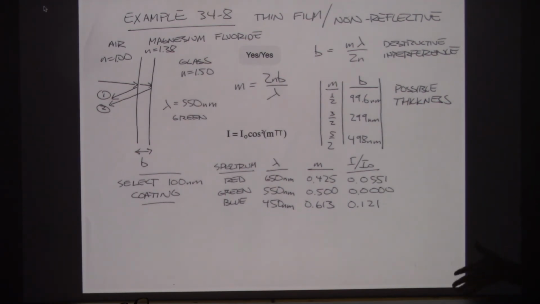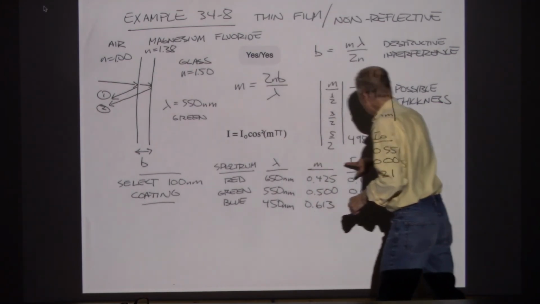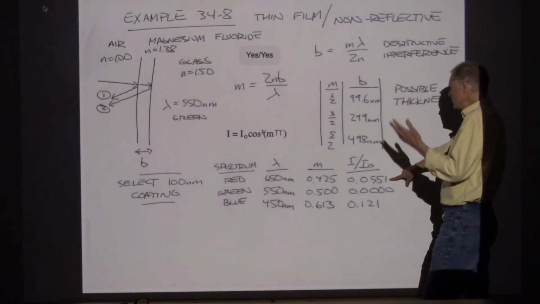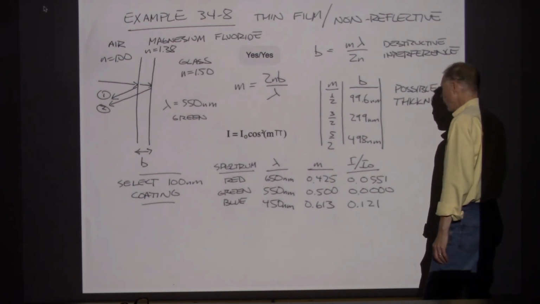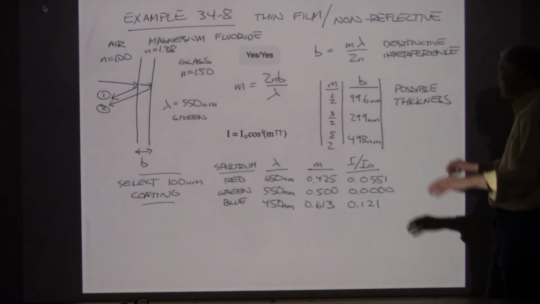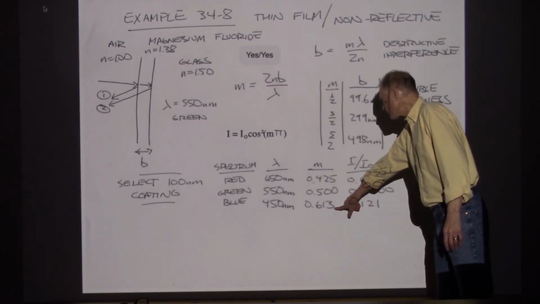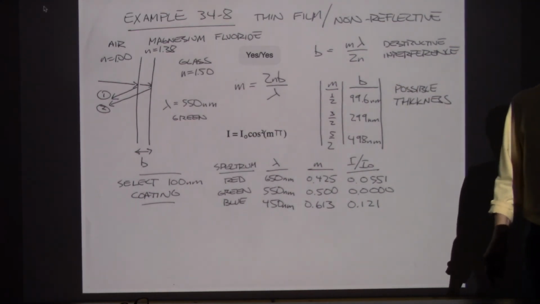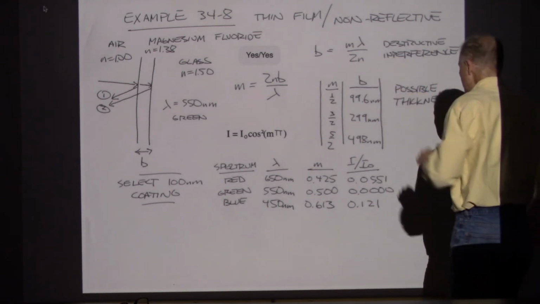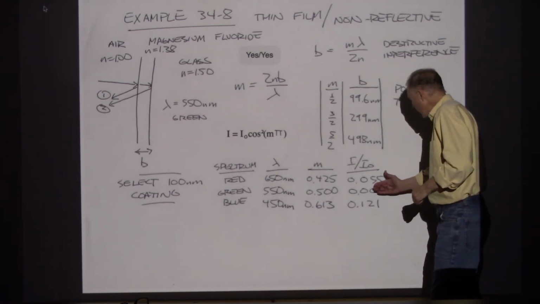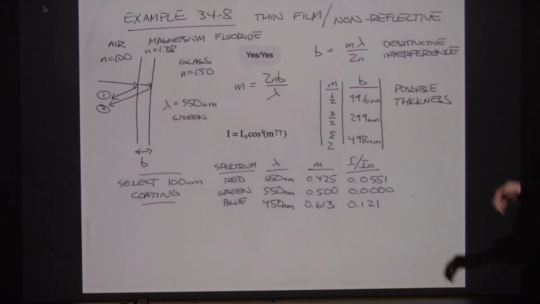So I've got to make sure that my calculator is set to radians. I can take m times pi, make sure the calculator is in radians, and then do the cosine and square it. When I did that, I found that the reflected intensity of the red light is only 5.5% of what it would be otherwise. The green light is completely removed, and for the blue light at 450 nanometers, the M value is 0.613, and the relative intensity worked out to be 0.121. Anyway, that's what it's showing: with this thin layer of magnesium fluoride, we are able to highly suppress reflection all across the spectrum.